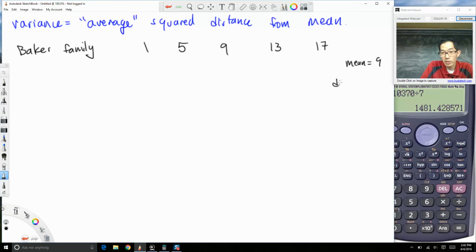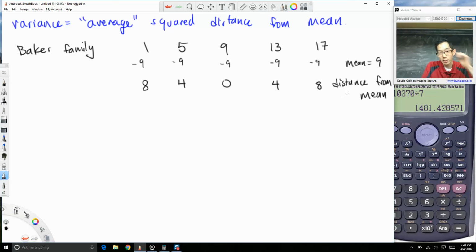Okay, so what is the distance from the mean? How far is this kid who is 1 year old? How far is his age from the mean, or her age? 8 years away from the mean. Then the 5-year-old is how far away from the mean? 4. The 9 is 0, and the 13 is 4, and the 17 is 8 years away from the mean. Okay, are we okay with getting 8, 4, 0, 4, 8? Or another way, I could just subtract 9 from each of these, if I wanted to. So that's distance from the mean.